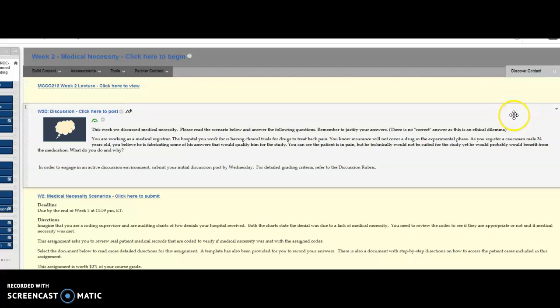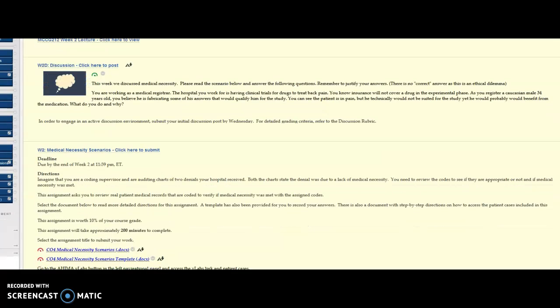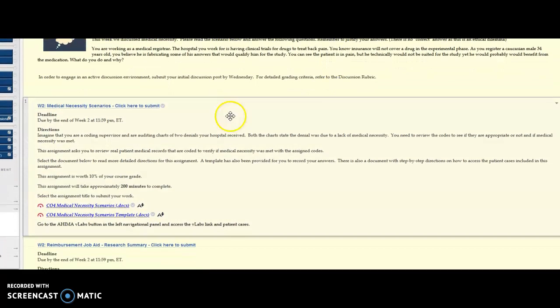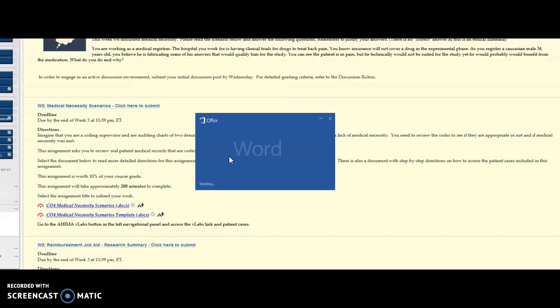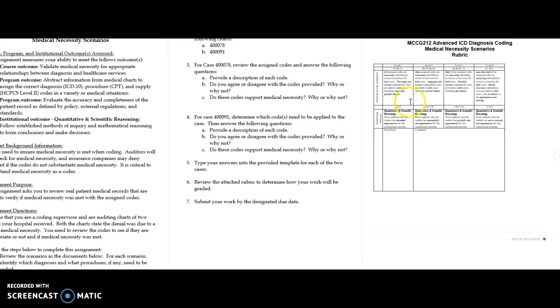The next thing is the medical necessity scenarios. So you are going to want to open the assignment and we'll go through this. On this, you're going to want to use the AHIMA VLab. So you're going to be looking at these two particular cases.